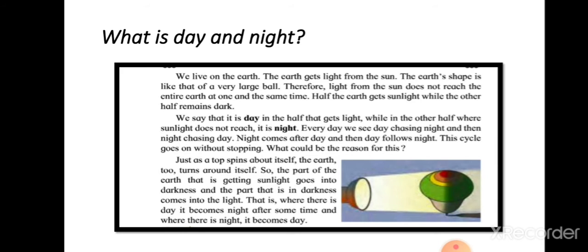Just as the top spins around about itself, the earth too turns around itself. So the part of the earth that is getting sunlight goes into darkness, and the part that is in darkness comes into light. That is, where there is day, it becomes night after some time, and where there is night, it becomes day.